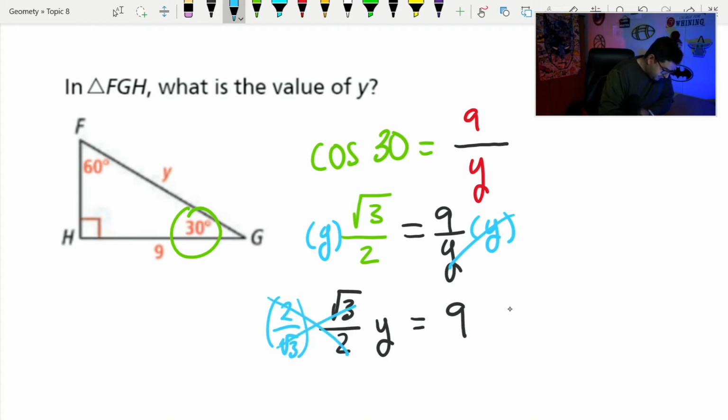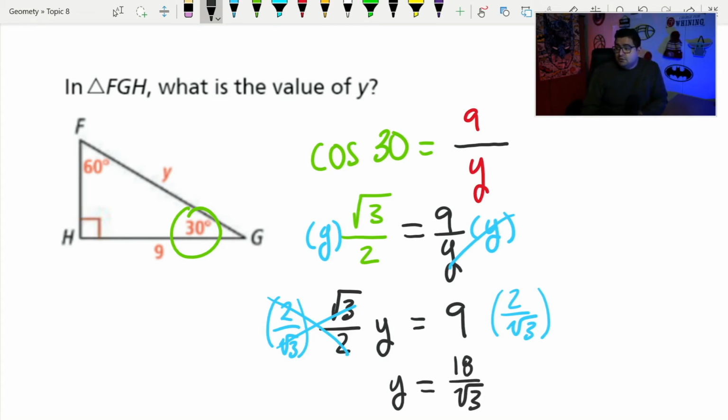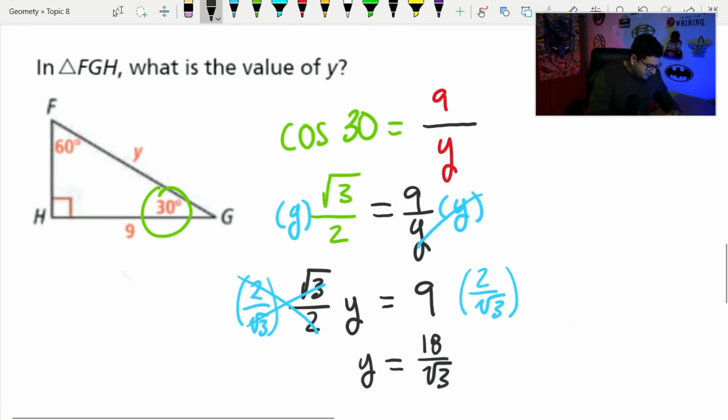2's will cancel, 3's will cancel. Beautiful. But now I need to do that to the opposite side. 2 over the square root of 3. I end up getting y equals 18 over the square root of 3. Now, normally you would have to simplify this, so let's go ahead and do that as well.